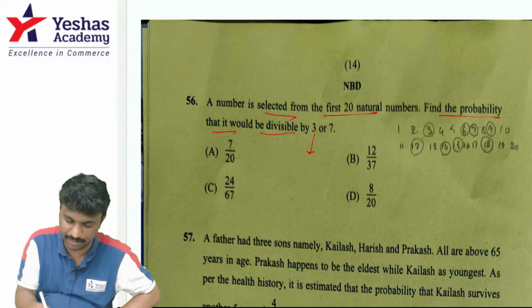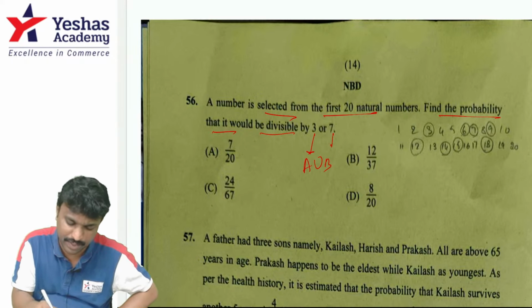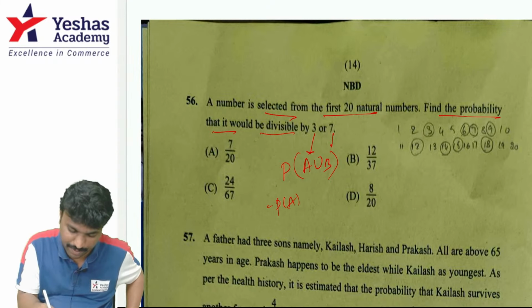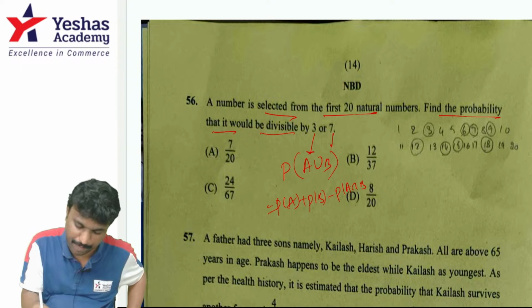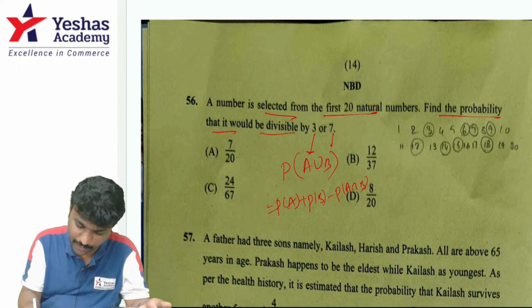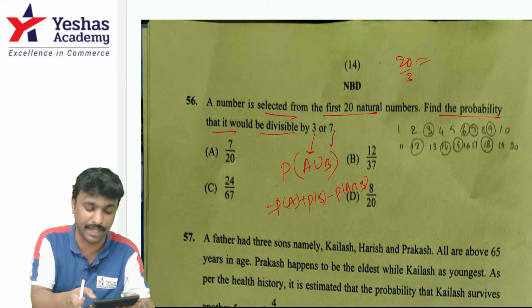Divisible by 3 is the first event A, divisible by 7 is the second event B. What separates the two events is 'or', which means union. So which is nothing but P of A plus P of B minus P of A intersection B. Now what is P of A? Everybody, P of A: 20 divided by 3 gives us 6.66.